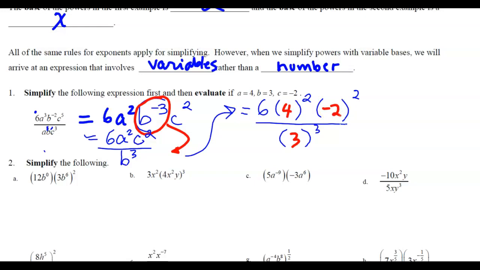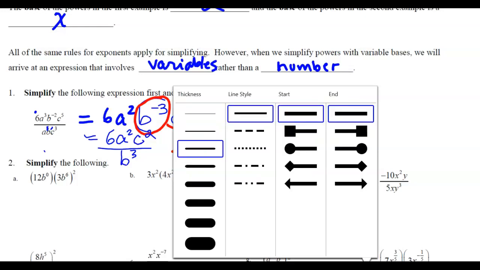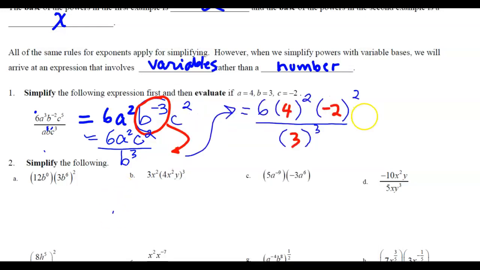So now it's an order of operations question. You have to follow the order of operations. I'm writing really big, so I'm running out of space here, but I'll go to the right. So now this is really 6 times 16 times +4 over 27.